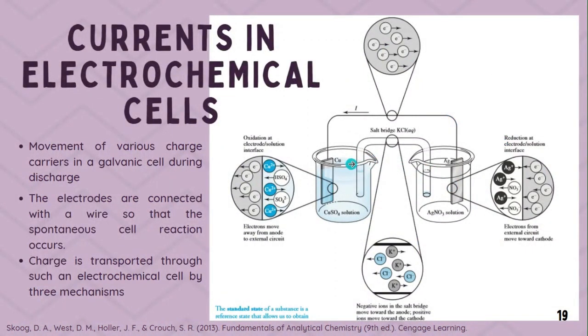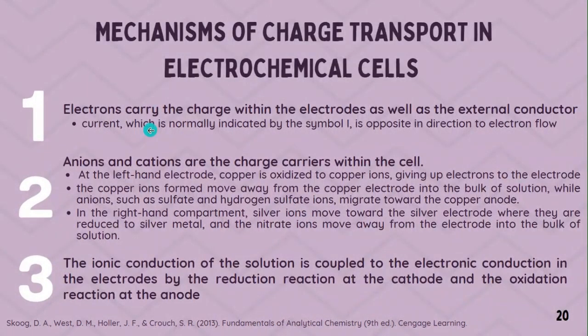This figure shows the movement of the charge carriers in galvanic cells undergoing discharge. These charges can be transported in the electrochemical cell by three different mechanisms. One, electrons carry the charge within the electrodes as well as the external conductor, wherein the current is in the opposite direction to electron flow. Next, the charge carriers within the cell are the anions and the cations.